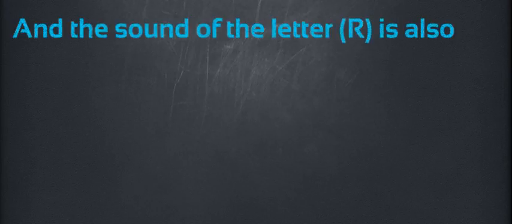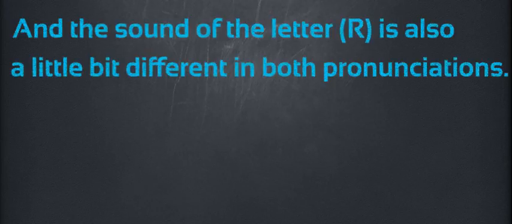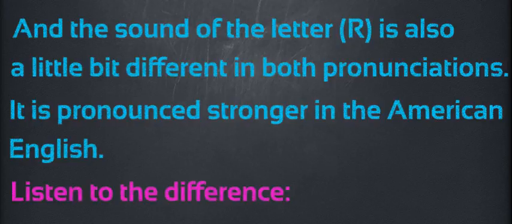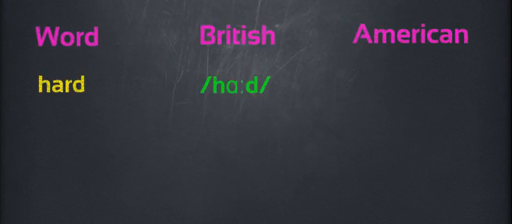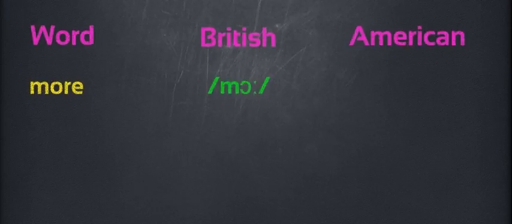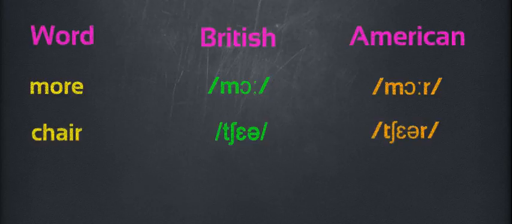And the sound of the letter R is also a little bit different in both pronunciations. It is pronounced stronger in the American English. Listen to the difference. Hard, hard. Ear, ear. Pure, pure. More, more. Chair, chair. Bar, bar.